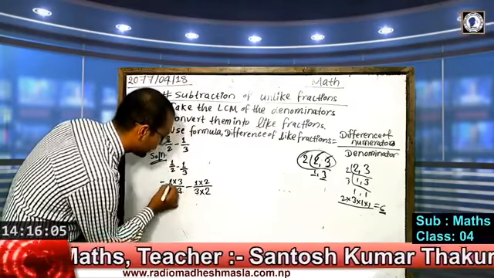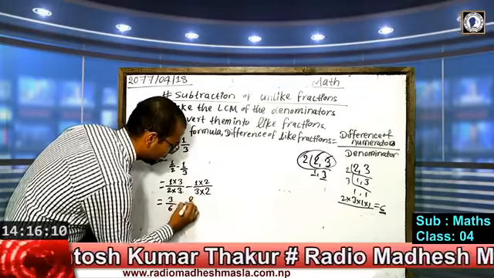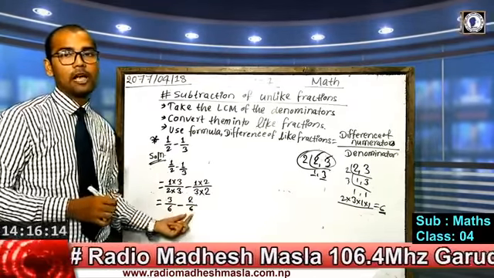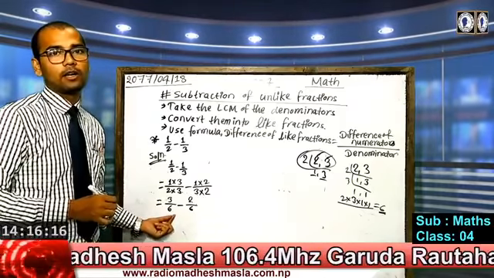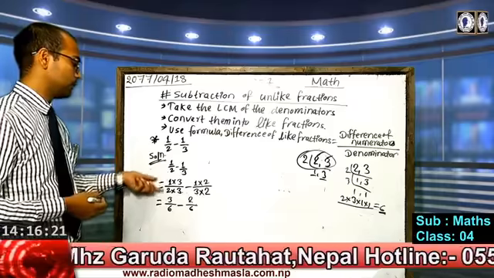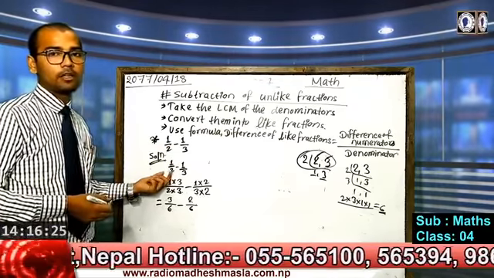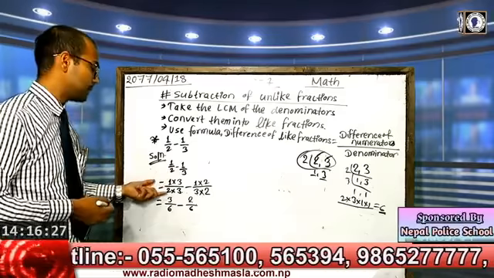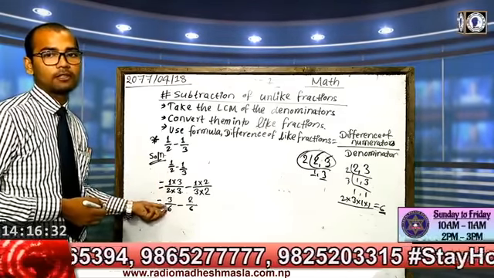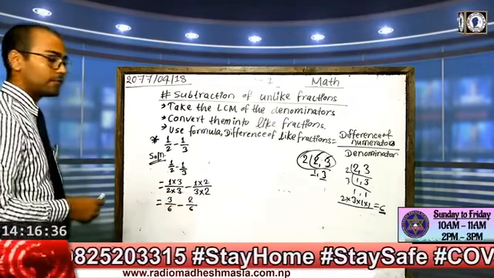So equal to 1 3s are 3, by 2 3s are 6, minus 2 and the 2, by 3 2s are 6. Here both have the same denominators, 6 and 6. Don't be confused. First we need to take the LCM of the denominators of the fractions. After that we should change them into like fractions. And we have like fractions 3 by 6 minus 2 by 6. So both are like fractions.